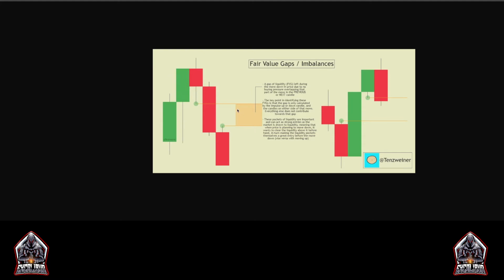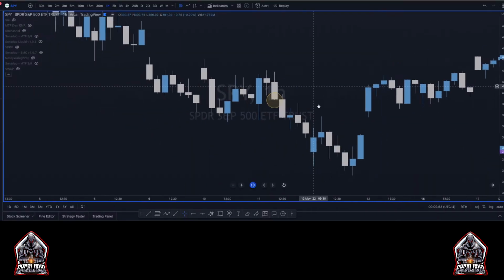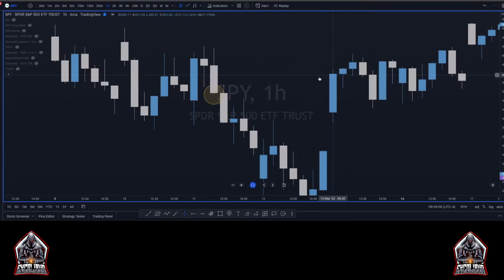So just a recap: the fair value gap is going to be a price imbalance. Basically, in this area of this candle, it's all sellers, not 100% sellers, but a lot of selling pressure. And we'll show you how to chart these. Right here on SPY, I have one set up.